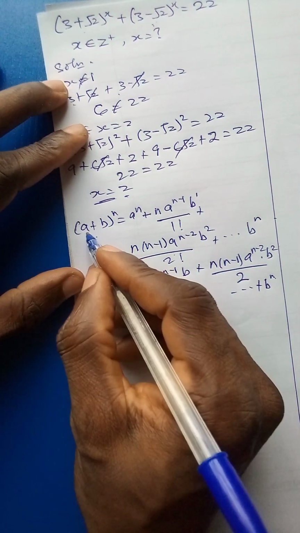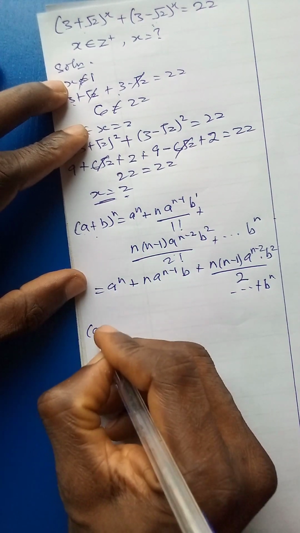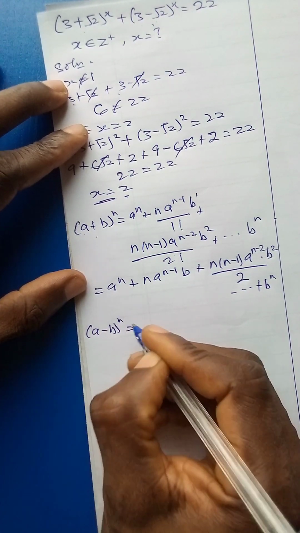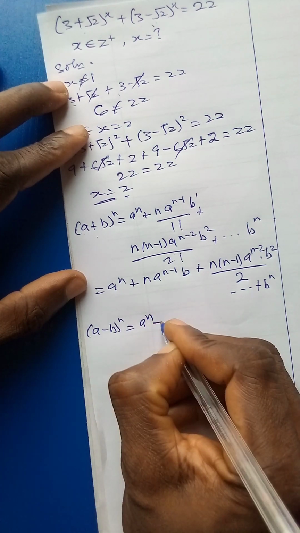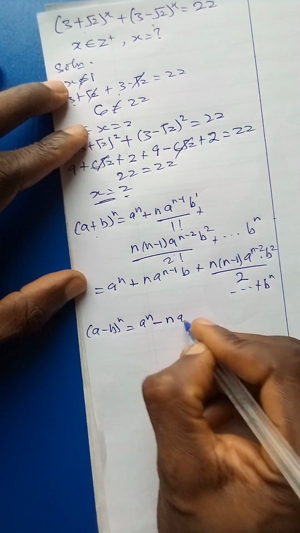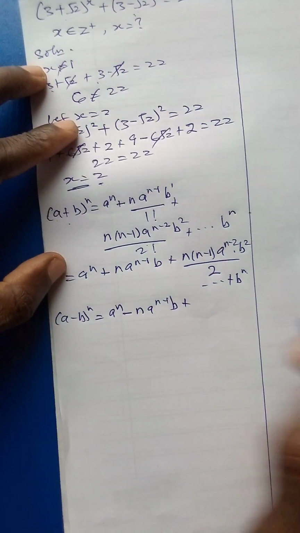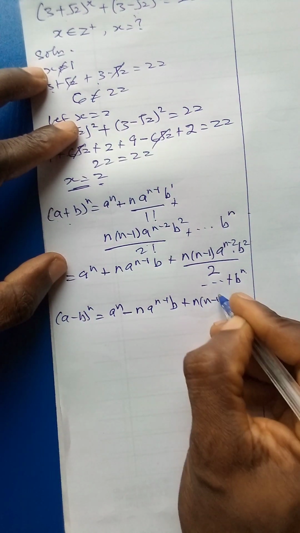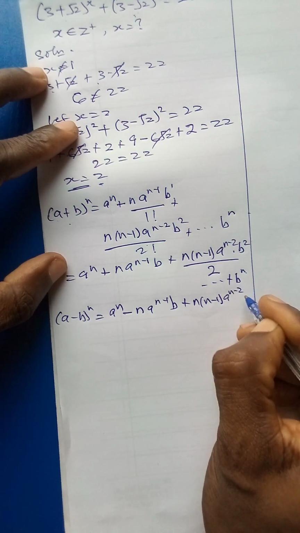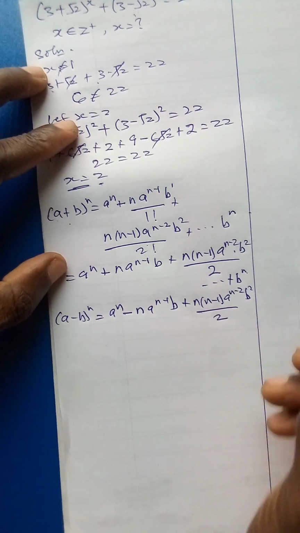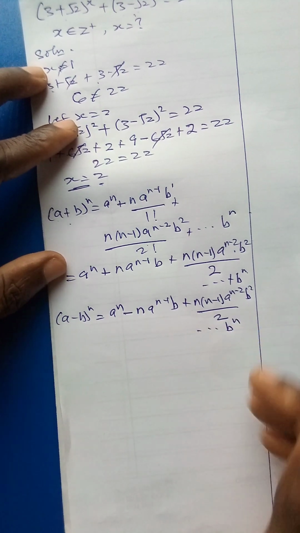When the sign in between the terms in the bracket is negative, I will have to expand it into a^n minus n times a^(n−1) b, then plus n times (n − 1) a^(n−2) b^2 all over 2, down till b^n.